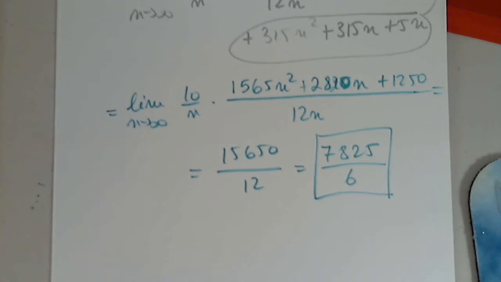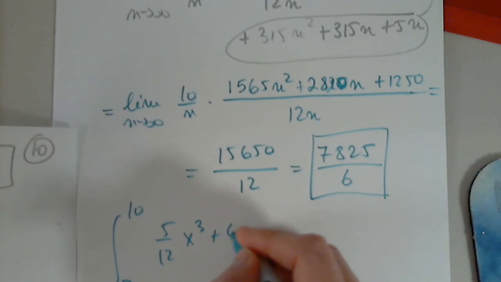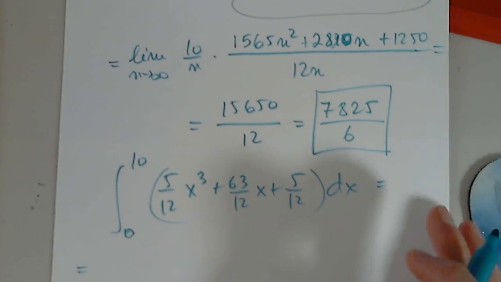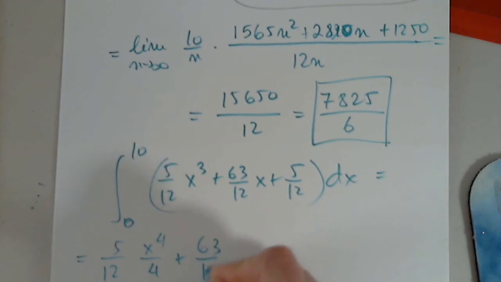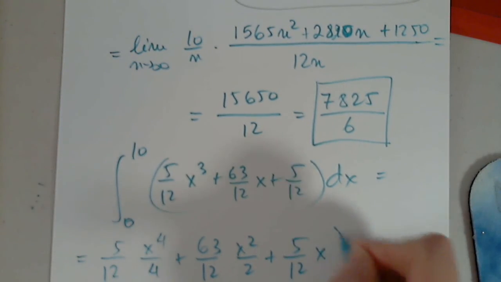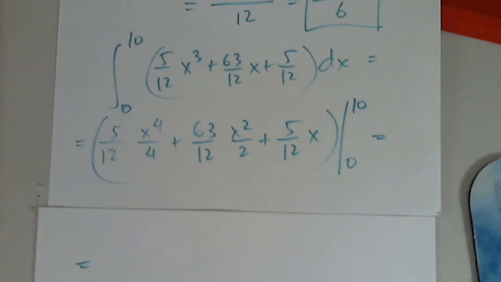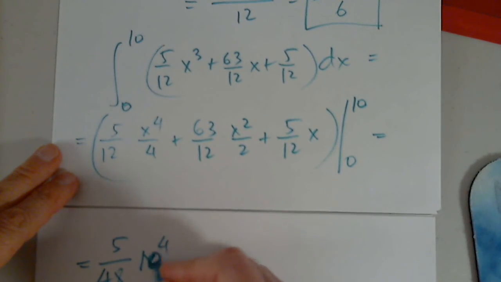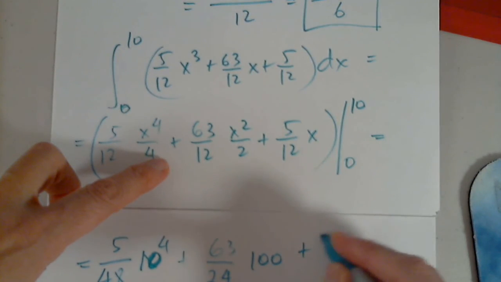Okay, so now I will check my work. Where's the function? I want to make sure that this is true. The integral from 0 to 10 of 5 over 12 x cubed plus 63 over 12 x plus 5 over 12 dx. And it better be that, because I don't want to go back and find my mistake. So 5 over 12 x to the 4 over 4 plus 63 over 12 x squared over 2 plus 5 over 12x. Luckily, I only have to plug in 10, and that's good news. So 5 over 48 times 10 to the 4th, plus 63 over 24 multiplied by 100, plus 50 over 12.